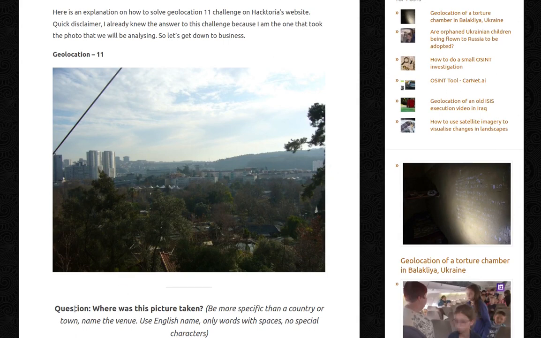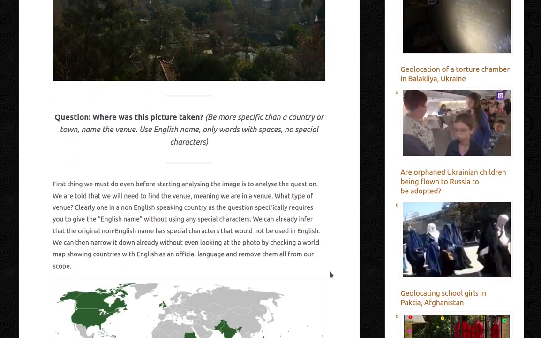So question, where was this picture taken? Be more specific than the country or the town, name the venue. Use English name, only words, spaces, no special characters. So many rules. Okay, first thing we must do before analyzing the image is to analyze the question.